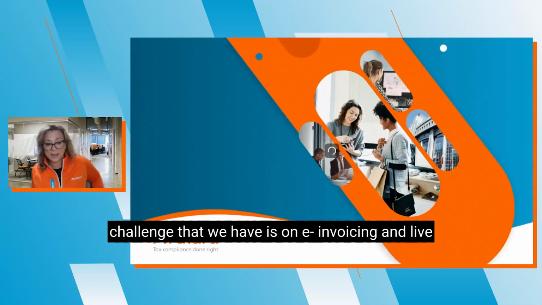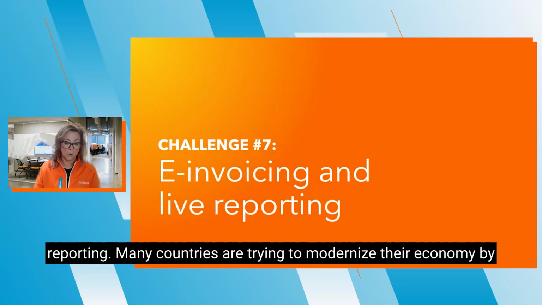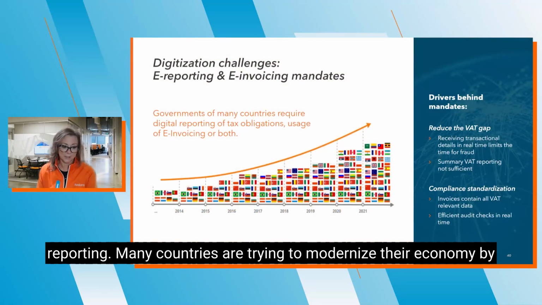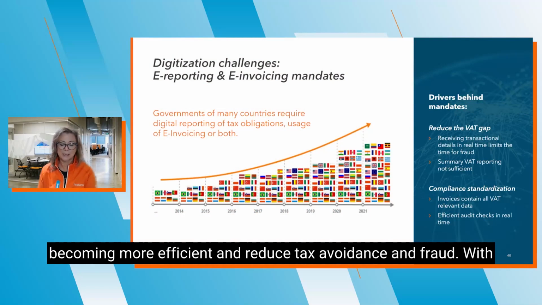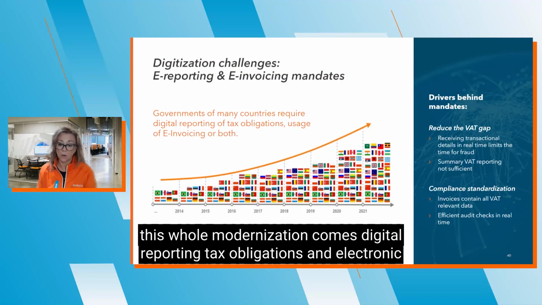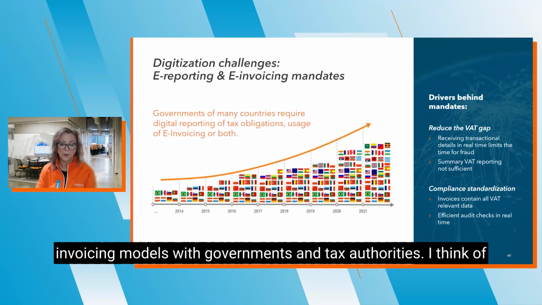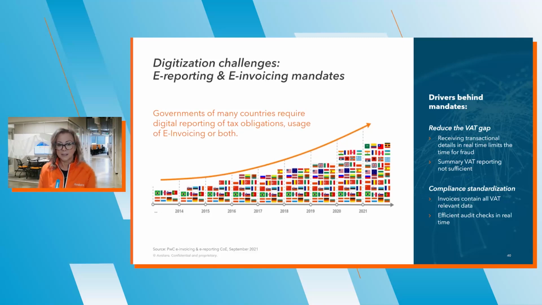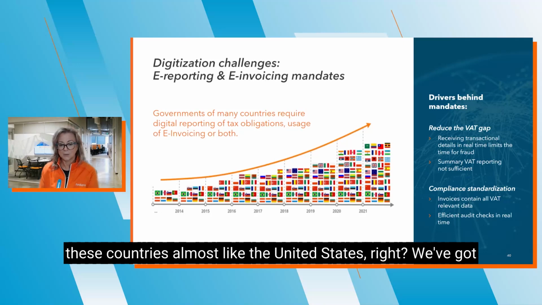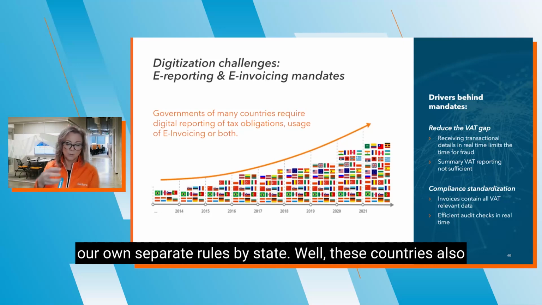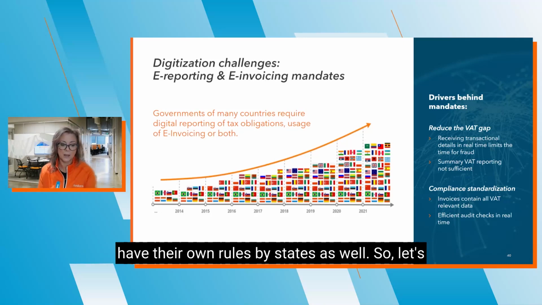So the last challenge that we have is on e-invoicing and live reporting. Many countries are trying to modernize their economy by becoming more efficient and reducing tax avoidance and fraud. And with this whole modernization comes digital reporting tax obligations and electronic invoicing models with governments and tax authorities. You know, I think of these countries almost like the United States, right? We've got our own separate rules by state. Well, these countries also have their own rules by states as well.